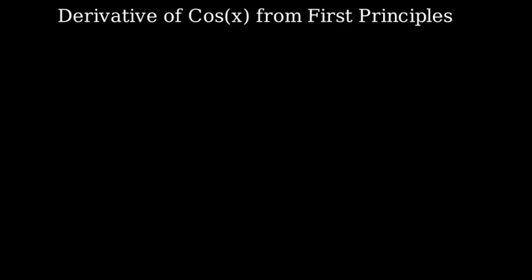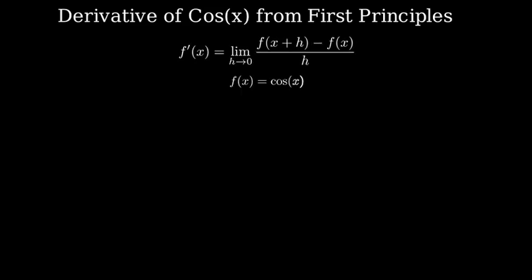Principles that the derivative of cosine x is negative sine x. We'll start with the definition of a derivative. If f of x equals cosine of x, then f prime of x is the limit as h approaches 0 of cosine of x plus h minus cosine of x all over h.